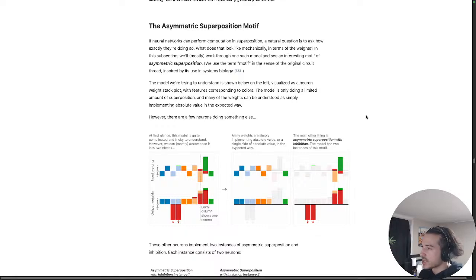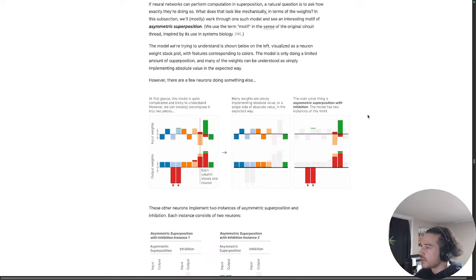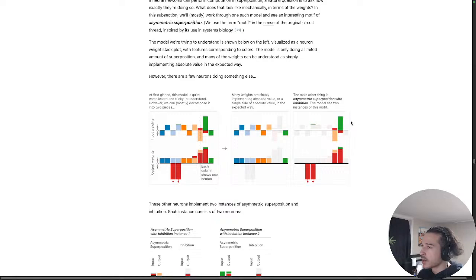The model we're trying to understand is shown below on the left, visualized as a neuron weight stack plot with features corresponding to colors. The model is only doing a limited amount of superposition, and many of the weights can be understood as simply implementing absolute value in the expected way. However, there are a few neurons doing something else. At first glance, this model is quite complicated and tricky to understand. However, we can mostly decompose it into two pieces.